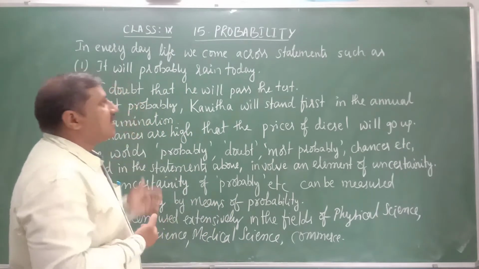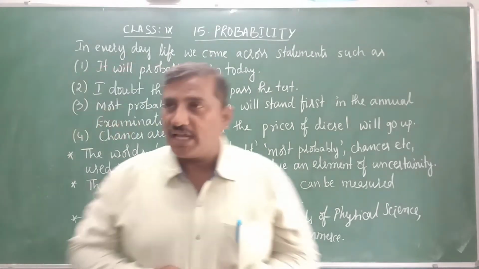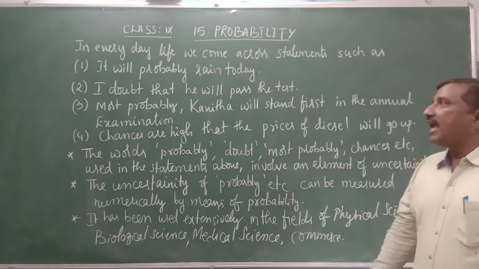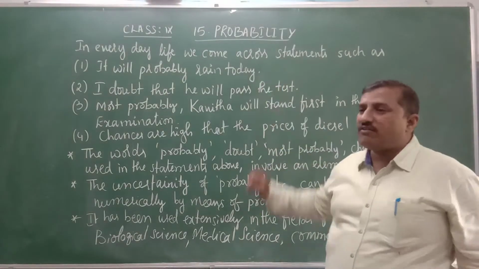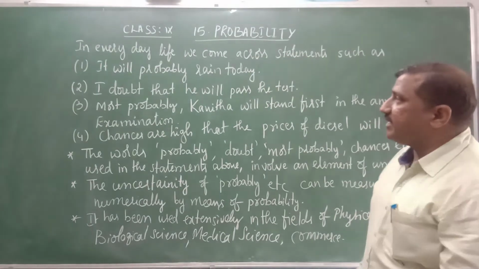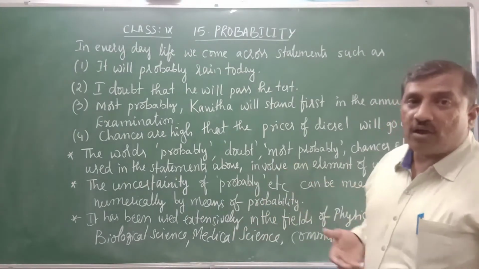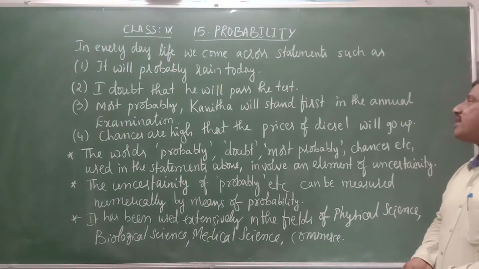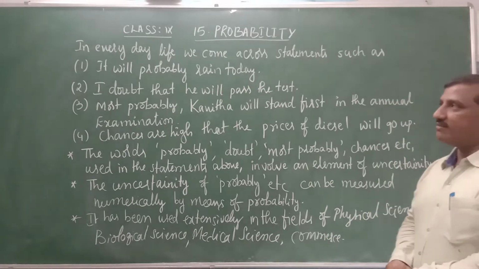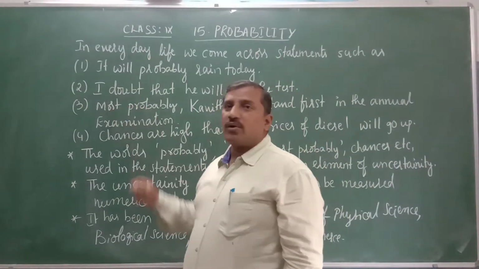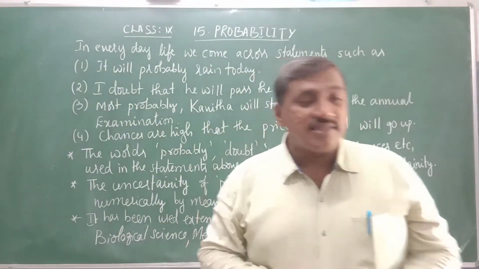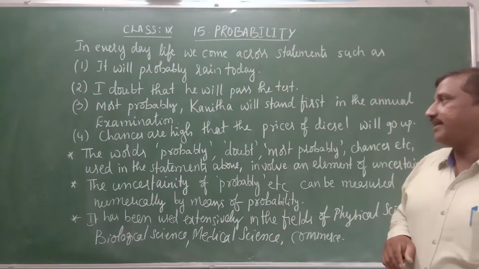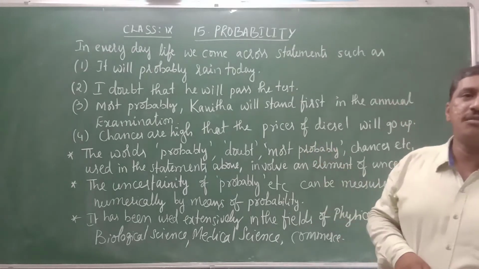Now you see here some statements on the board. In everyday life we come across statements such as, it will probably rain today. It means it may rain or it may not rain. Then, I doubt that he will pass the test. Here the word doubt gives a cause for uncertainty. Uncertainty means it may happen or may not happen. So he may pass or he may not pass.